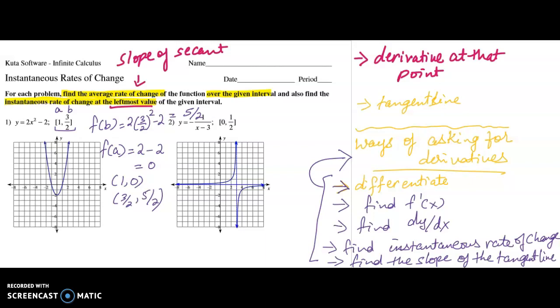We have two sets of coordinates, x1, y1, x2, y2. Let's find the slope. Slope is nothing but average rate of change in this case. So average rate of change would be (5/2 minus 0) over (3/2 minus 1). Solve it and I will get 5/2 over 1/2, which is nothing but 5. So 5 is the average rate of change.